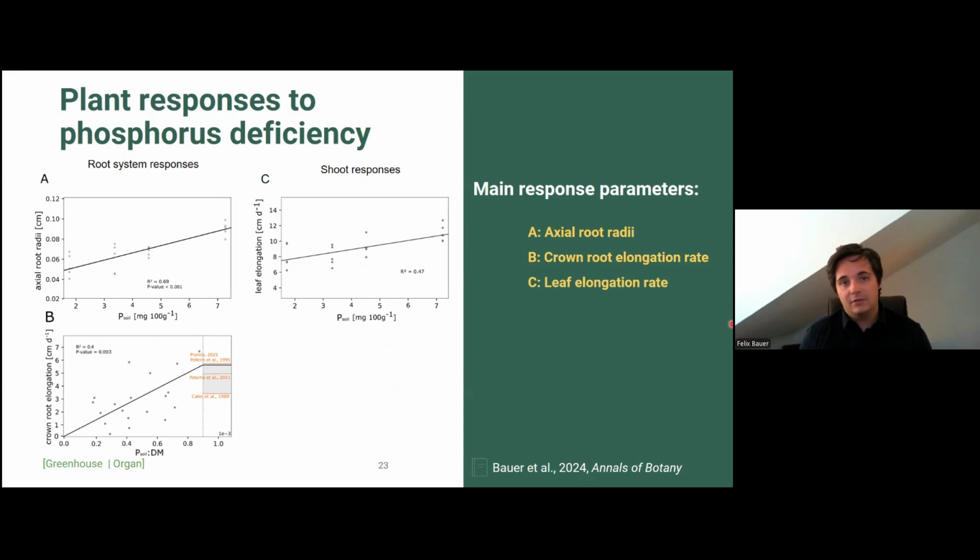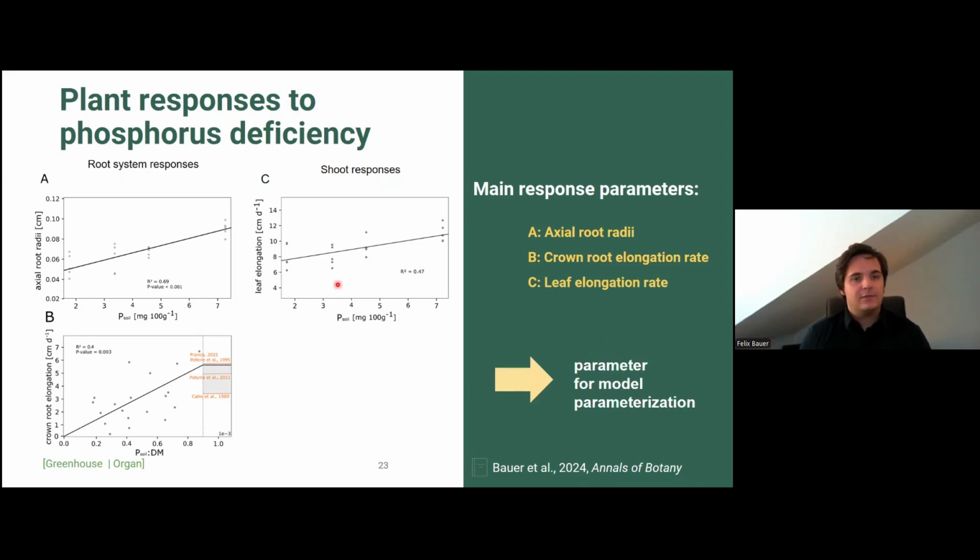From all these parameters, in the end, there were only 3 parameters of the whole plant which were significant response parameters to the deficiency of phosphorus. In the root system, it was basically the axial root radii, which increased with increasing amount of phosphorus in the soil, and the root elongation, which also increased with increasing phosphorus, but stopped at some point, so there was a plateau. And the shoot responded with a decreasing leaf elongation with decreasing phosphorus availability, which is not very surprising, because phosphorus deficiency means smaller leaves and smaller shoots.